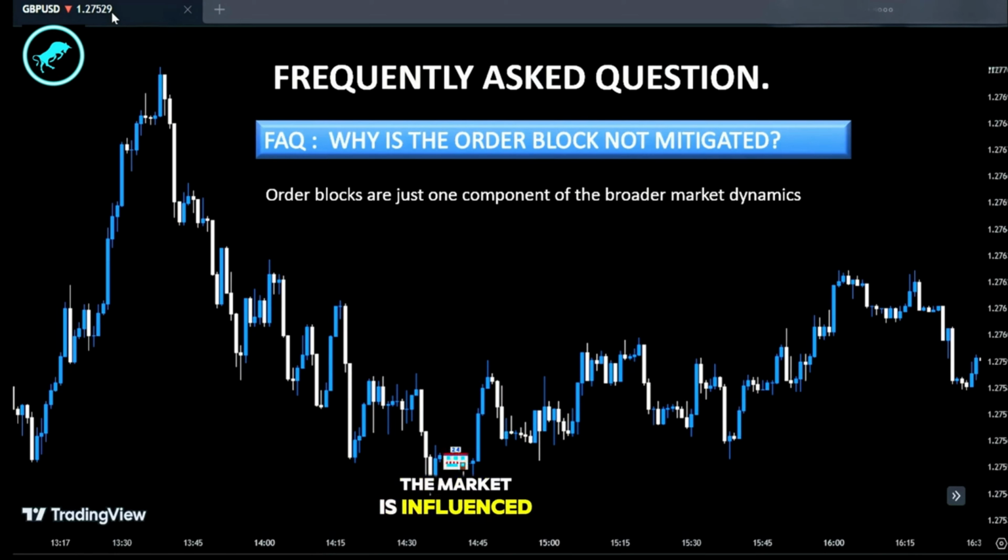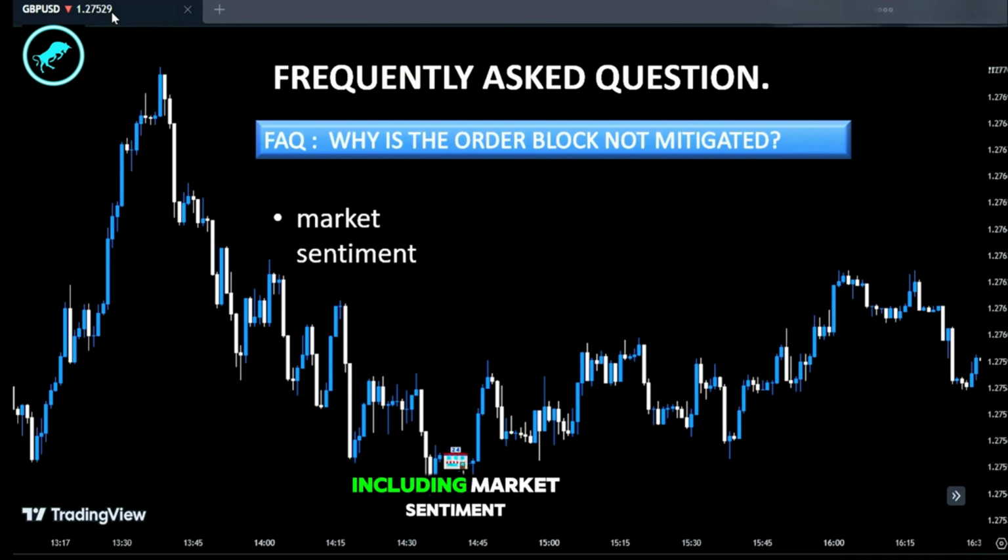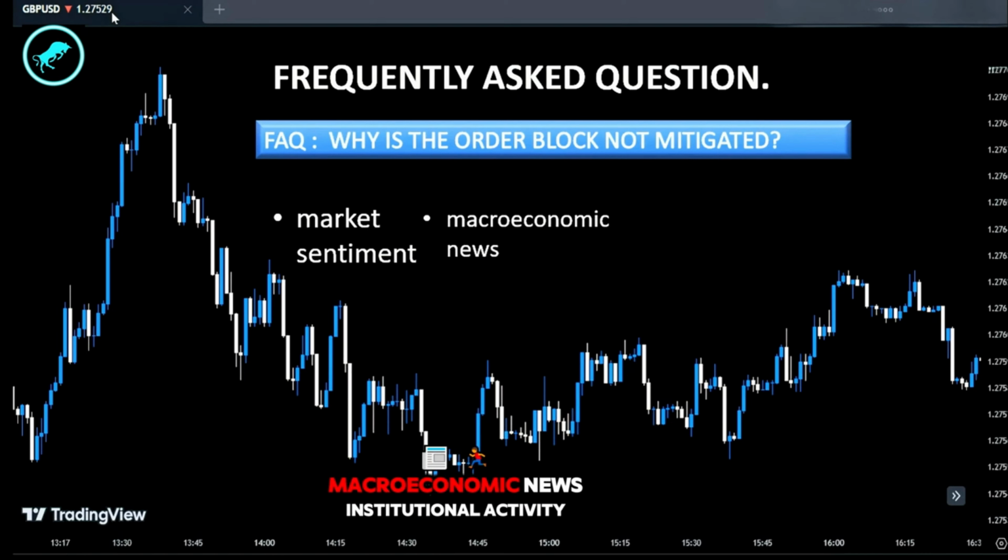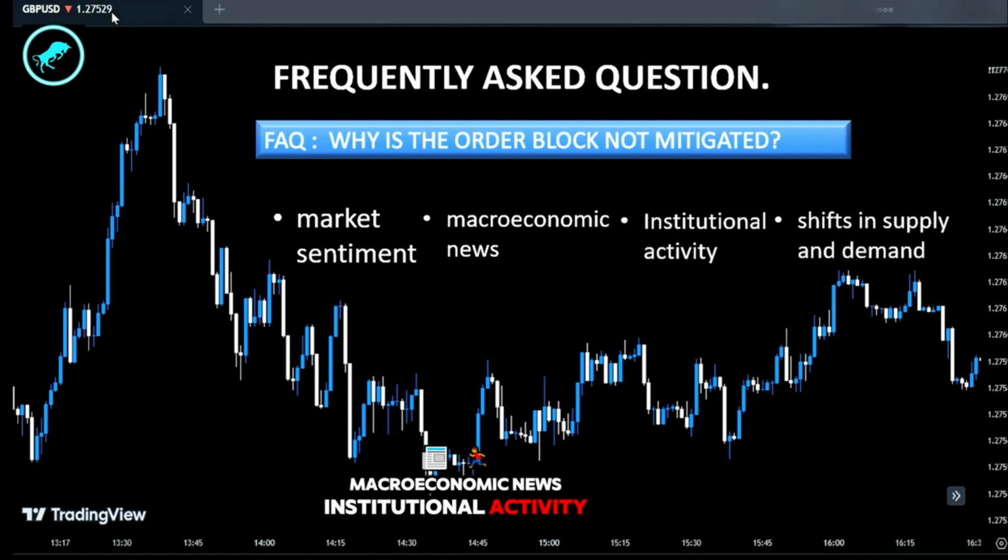The market is influenced by a multitude of factors, including market sentiment, macroeconomic news, institutional activity, and shifts in supply and demand. These elements collectively form what is known as order flow, and without understanding this, your trading strategy might be missing a crucial element.